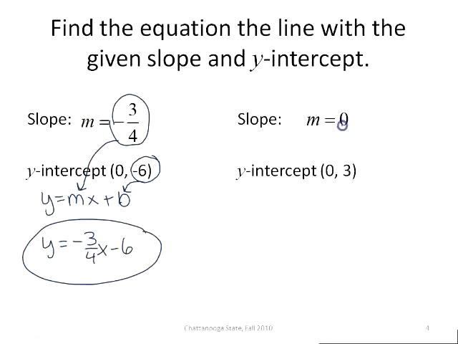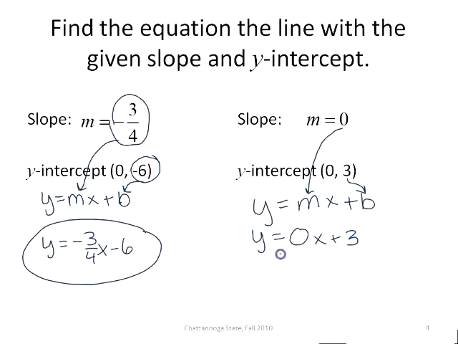And then on the second problem, my slope is 0, and the y-intercept is 3. So in y equals mx plus b, I'm going to put the 0 in for the slope, and for the y-intercept, I'm going to use the 3. The y-coordinate of the y-intercept is what you use for b. So that gives me y equals 0x plus 3. But 0 times anything is 0. So I end up with just y equals 3.